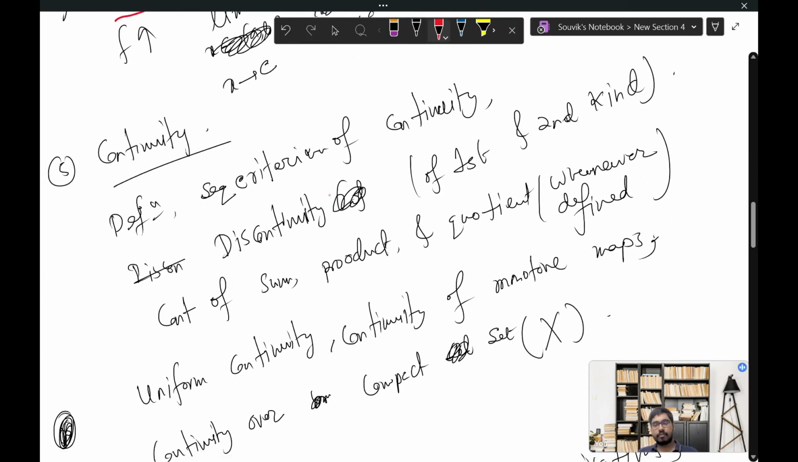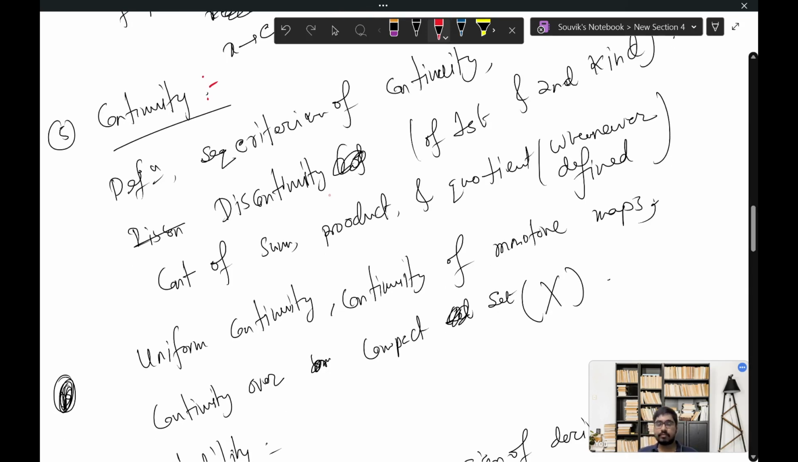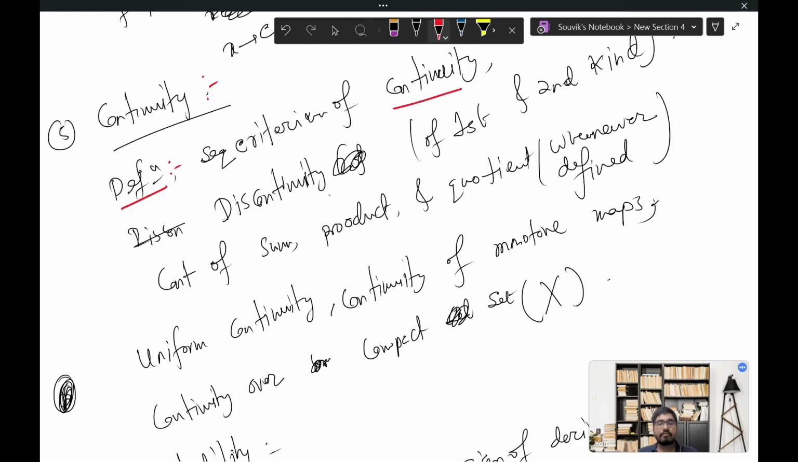Then we introduce continuity. First we introduced the definition, then the sequential criterion of continuity, then the discontinuity of both first kind and second kind. Then we have seen that the sum, product, and quotient of continuous functions are continuous. Then we have introduced uniform continuity, monotone maps, and continuity over compact spaces.